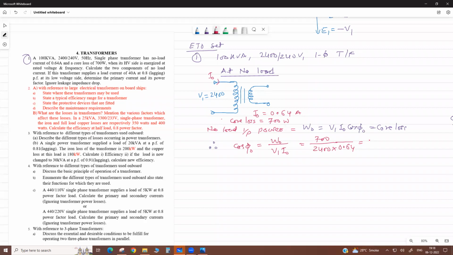From this we can calculate the power factor. Just a minute, please.